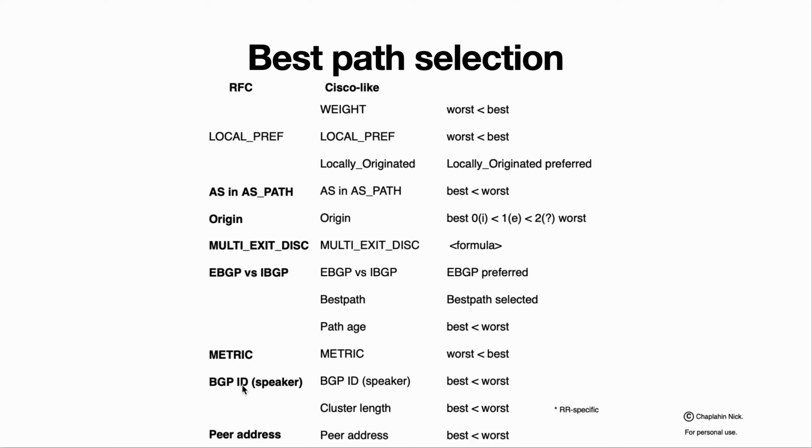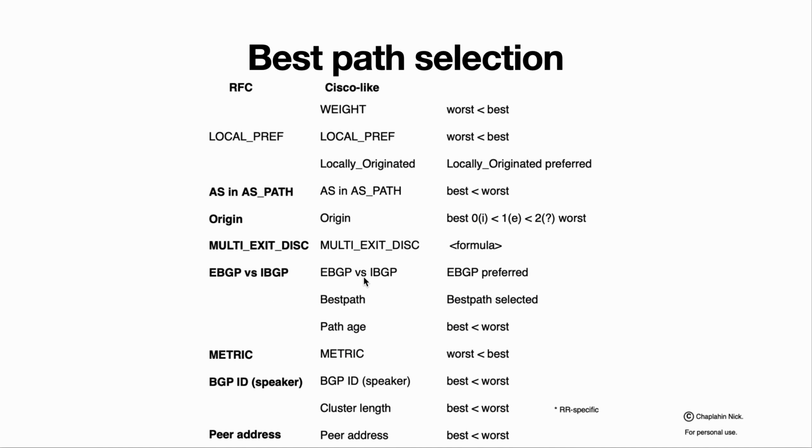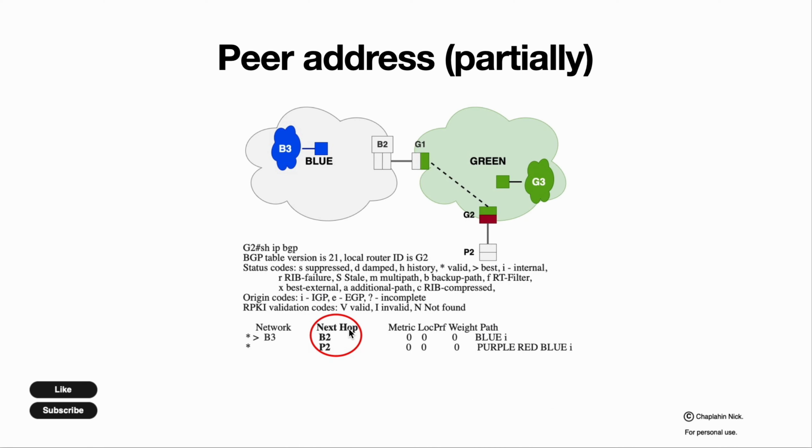then BGP speaker ID. BGP speaker ID has no information in this table directly. This is the router ID of the speaker, and it is compared internally based on the speaker ID that will transmit this information further. So it is not displayed on this table. Then cluster length, for the specific mode of operation of BGP devices running with Cisco, and peer addresses. You can find them here.